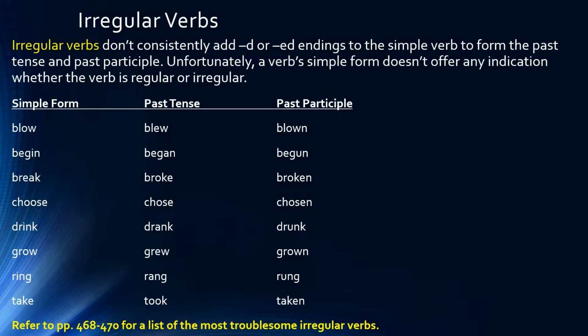The word grow. We would not say he growed an inch over the last month. We would say he grew an inch, or he has grown an inch over the last month. And you can see with all of these irregular verbs that we just have to learn the tenses from the simple form, because these are irregular and will not be changed just simply by adding D or ED or ing for the past participle.